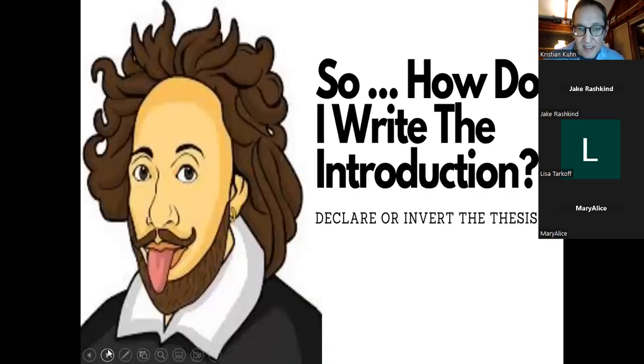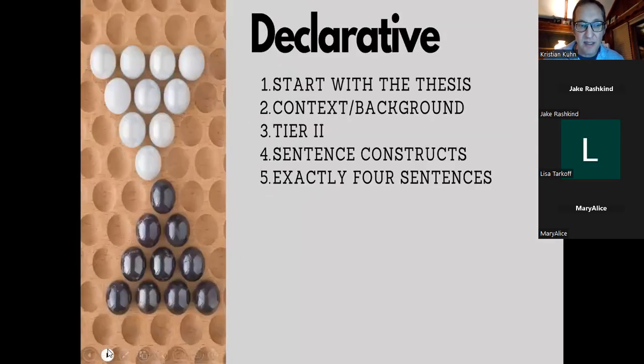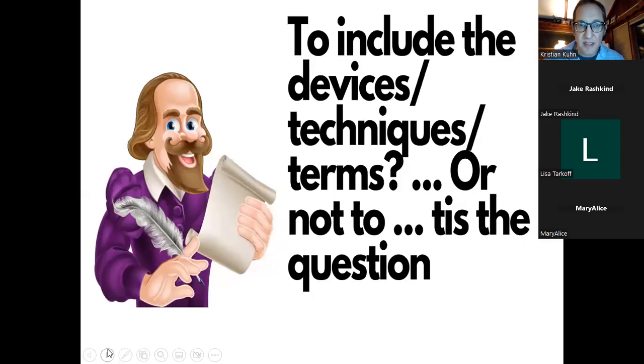So you ask the same question. How do I write the introduction? We're going to invert, right? Answer those questions. What's the authorial intent? How does the author construct meaning? And we're just going to follow the same protocol. Four sentences, sentence constructs, tier 2, context, background, end with the thesis.